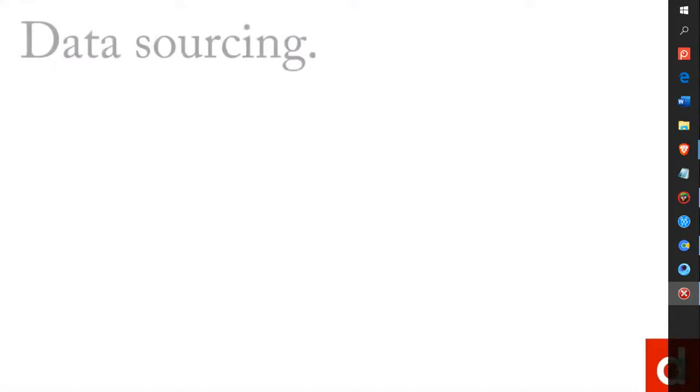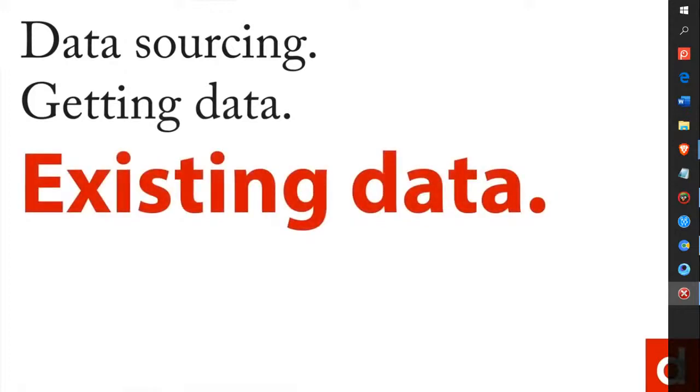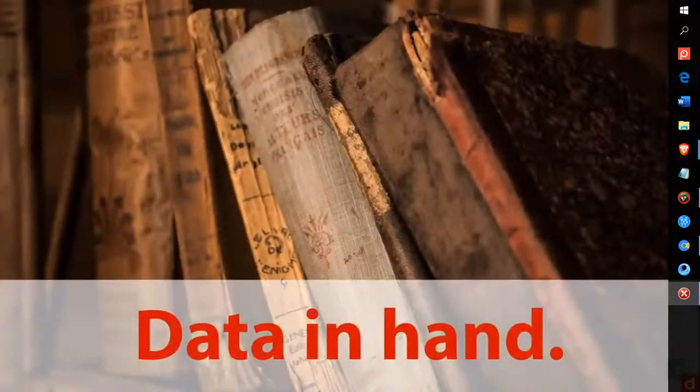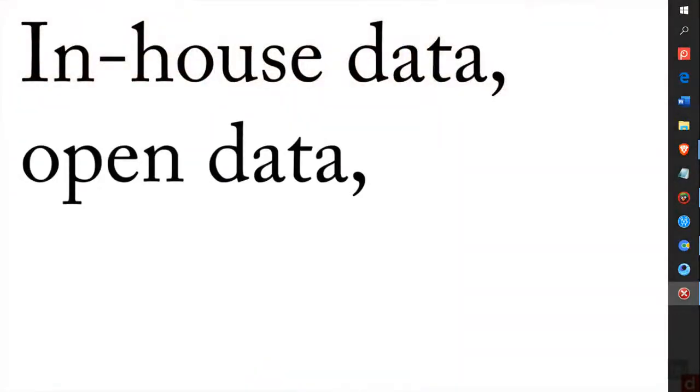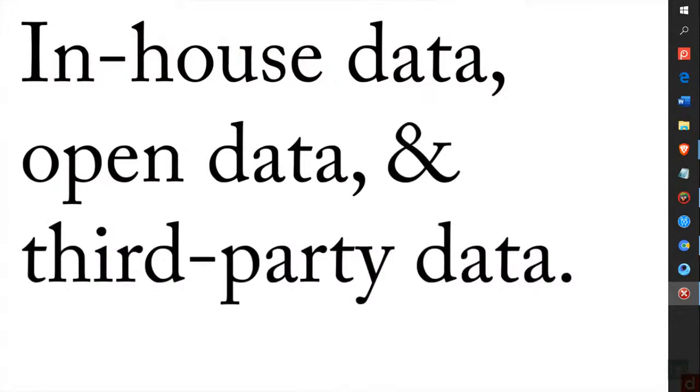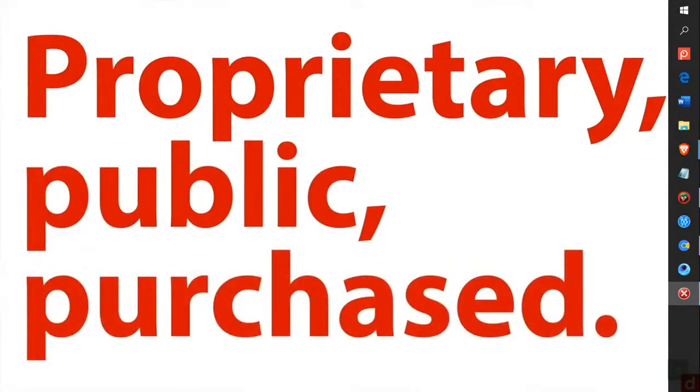When it comes to data sourcing, obviously the most important thing is to get data, but the easiest way to do that, at least in theory, is to use existing data. Think of it as going to the bookshelf and getting the data that you have right there at hand. Now, there's a few different ways to do this. You can get in-house data, you can get open data, and you can get third-party data. Another nice way to think of that is proprietary, public, and purchased data, the 3 Ps I've heard it called. Let's talk about each of these a little bit more.